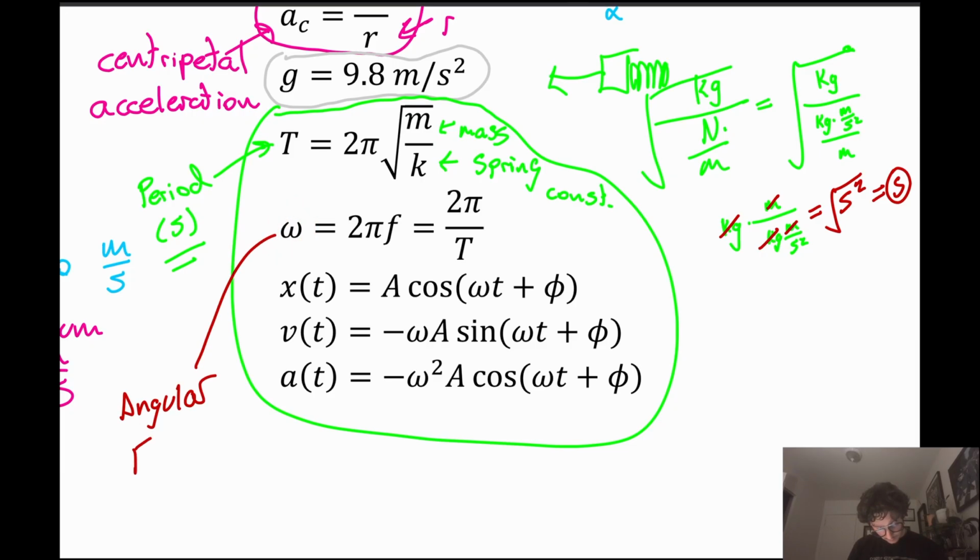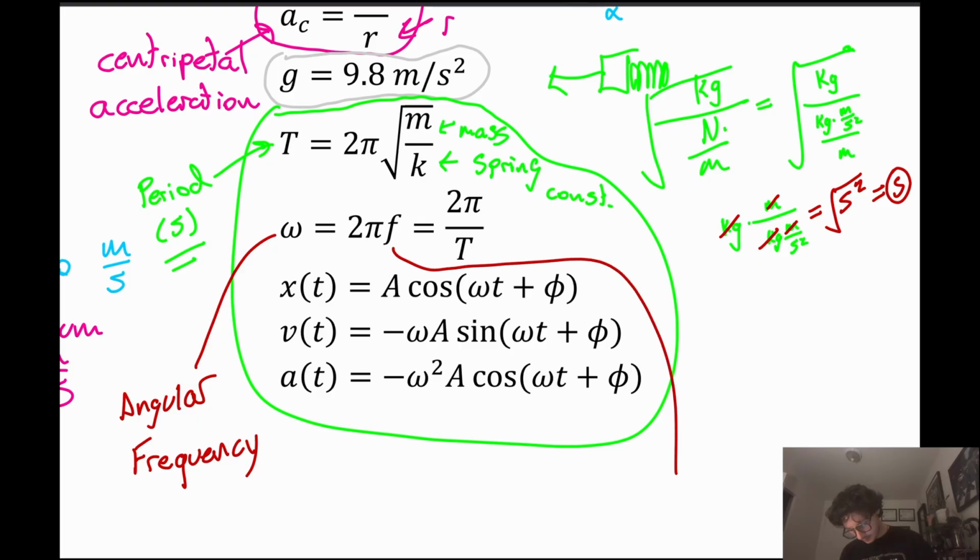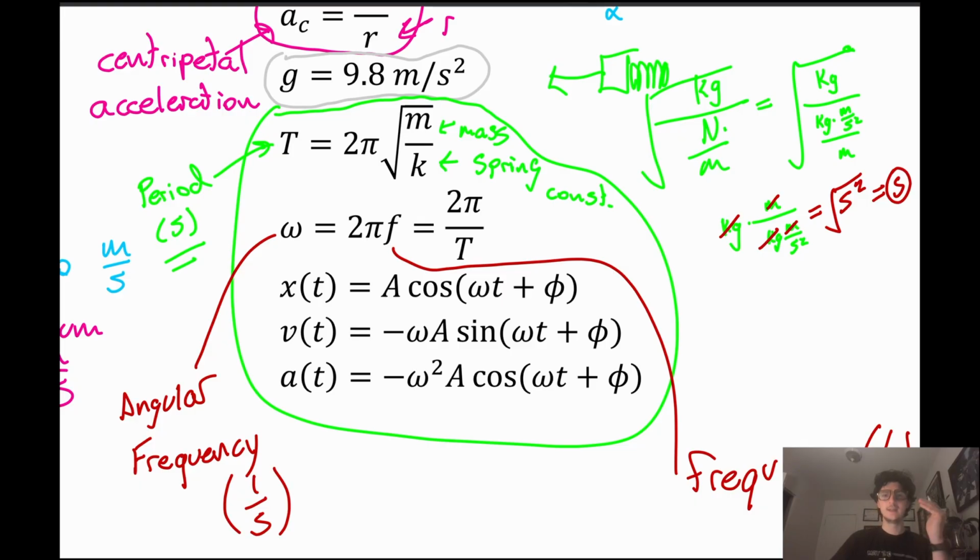Angular frequency. This f over here is frequency, which has units of 1 over seconds, and angular frequency also has units of 1 over seconds, or radians. Like over here you can sometimes put radians or revs or degrees, right? So check this out. 2 pi is normally this thing that creates radians. So you put this in here and you get radians.